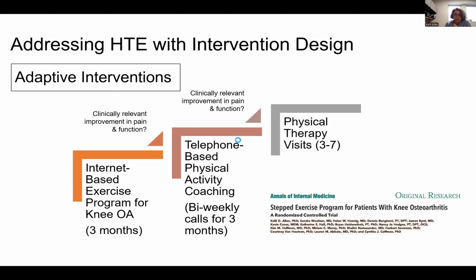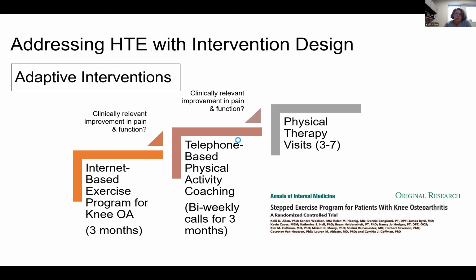If yes, that's great. We let them keep going. But we expected not everybody would. And so we had a plan, this is the adaptive part, for layering on some additional intervention components when people did not make clinically relevant improvement. And so our second step was some telephone-based activity coaching.